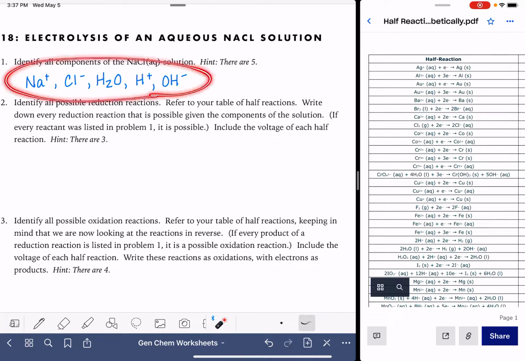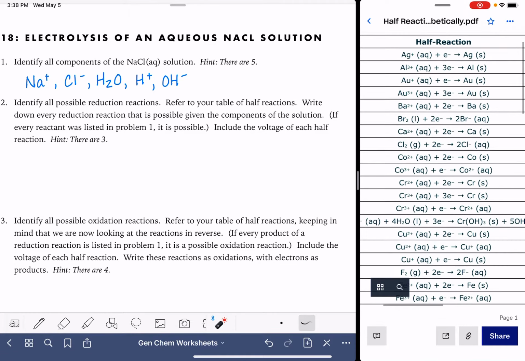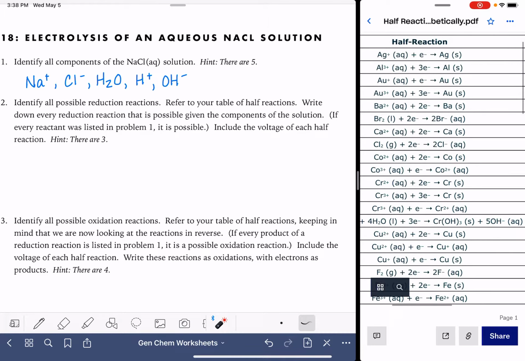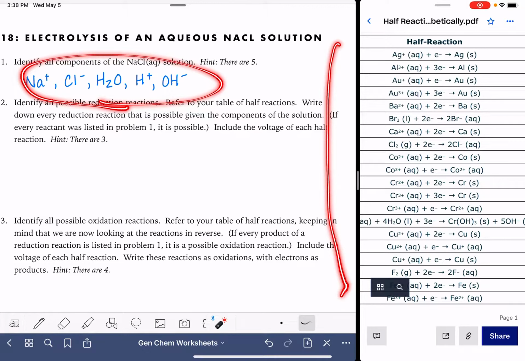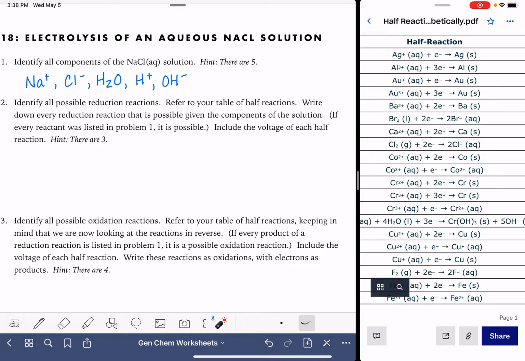Once we've identified all the components of the solution, we're going to next identify all of the possible reduction and all the possible oxidation reactions. To do this, we're going to be consulting a table of half reactions. These are all written as reductions. This is just our table of potentials. And what we're doing is looking for half reactions that have all of the reactants in this particular list right here. So we're looking for any half reaction that is possible given the limitations of these 5 particular substances.